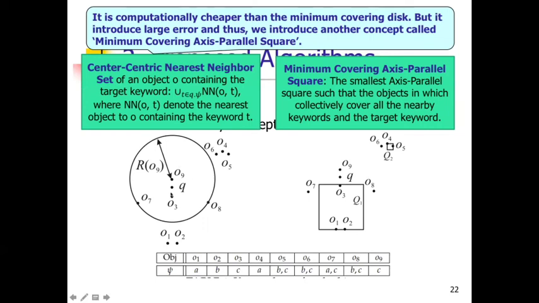The minimum covering axis parallel square is the smallest axis parallel square such that the objects in it collectively cover all nearby keywords and the target keyword. Consider the example. Let's consider O9, which contains the target keyword C. Its center-centric nearest neighbor set consists of O7 and O8. In the right figure, the two squares Q1 and Q2 are both minimum covering axis parallel squares, because the objects in each of the squares cover all nearby keywords and the target keyword.